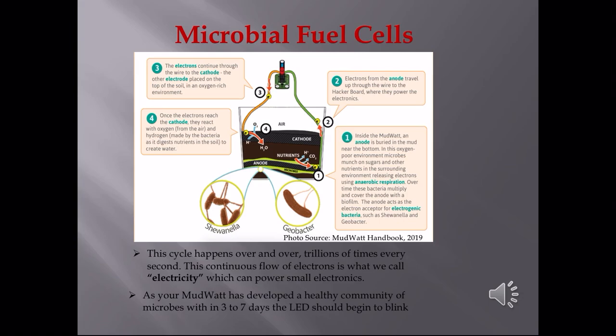The anode acts as an electron receptor for electrogenic bacteria such as Shewanella and Geobacter. Then electrons from the anode travel up through the wire to the hacker board where they power the electronics like the LED. The electrons continue through the wire to the cathode, the other electrode placed on top of the soil in an oxygen-rich environment. Once the electrons reach the cathode, they react with oxygen from the air and hydrogen made by the bacteria and its digested nutrients in the soil to create water.